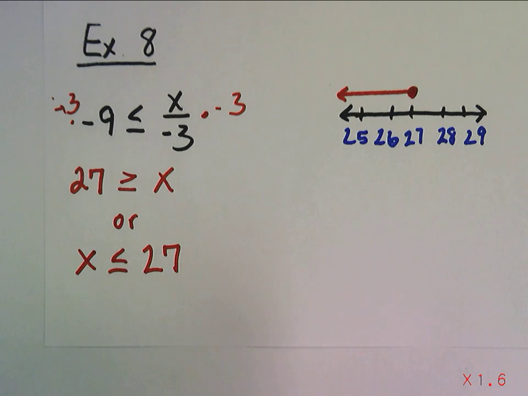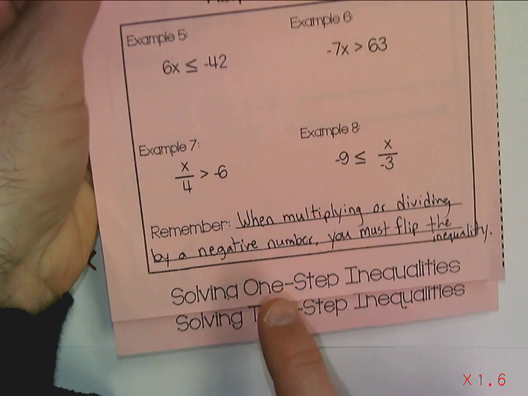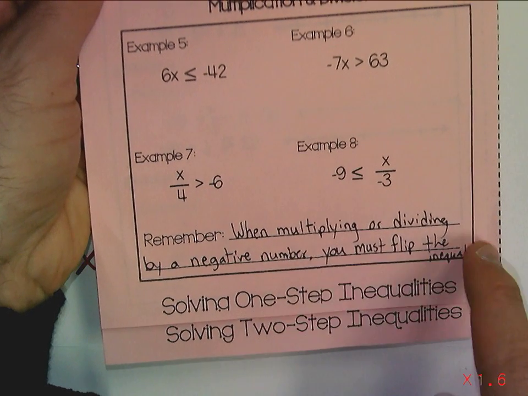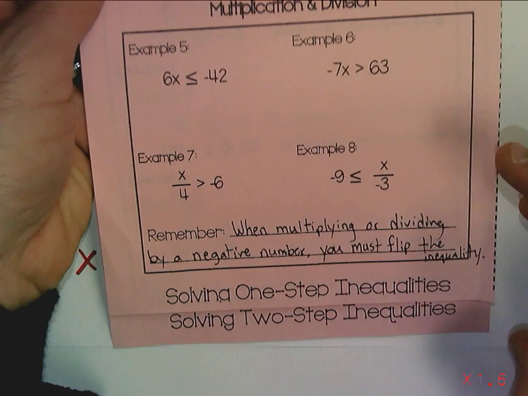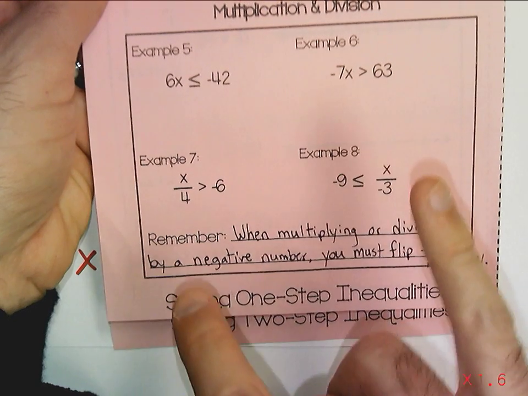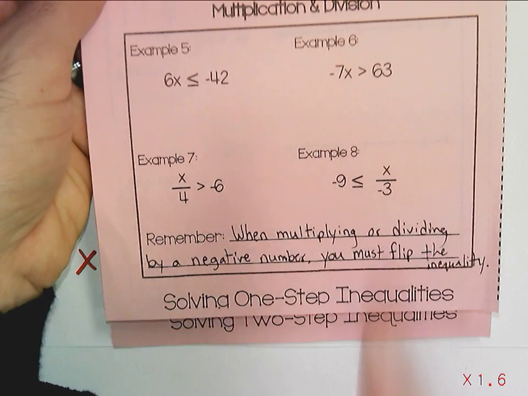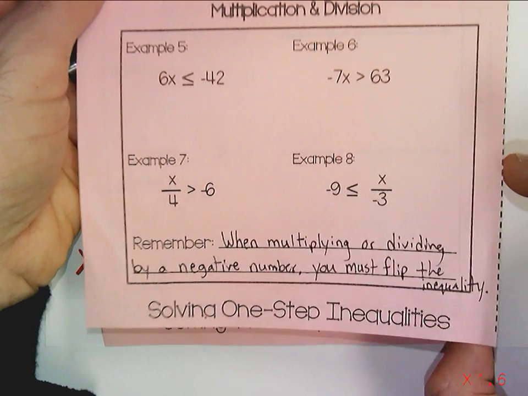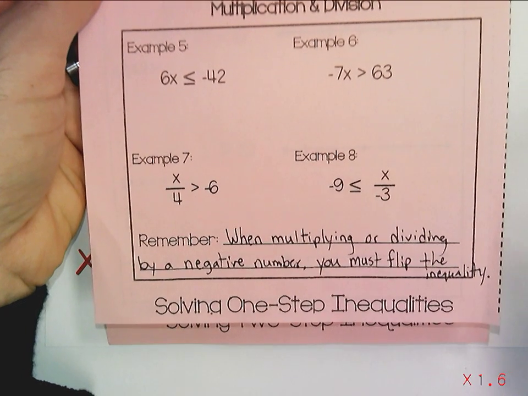So those are your one-step inequalities. Remember this rule. This is a big rule that you need to remember. If you don't, you'll get problems wrong, and I don't want that to happen. So what I want you to do is go back then and do example 6 and 7, I believe, the ones we didn't do. And then you can check those against the answers at the end when I show them.